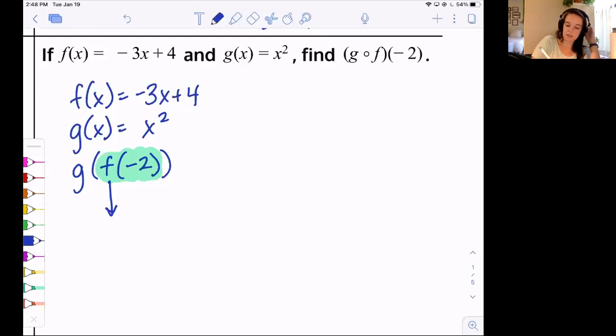Right? If you're struggling on getting started, you're going to start with 3x plus 4, because that's the f function. All right, so you're plugging in that -2. Should get 6 plus 4 is 10.